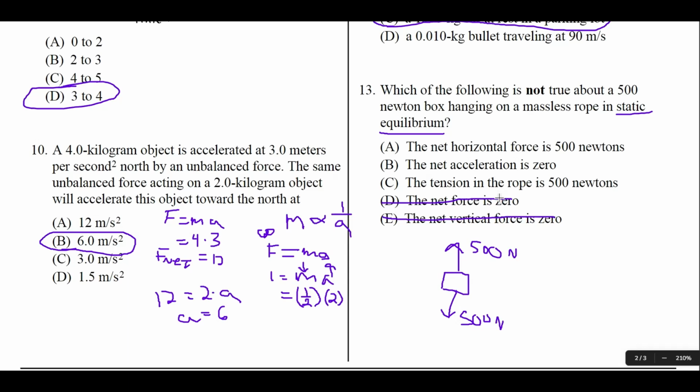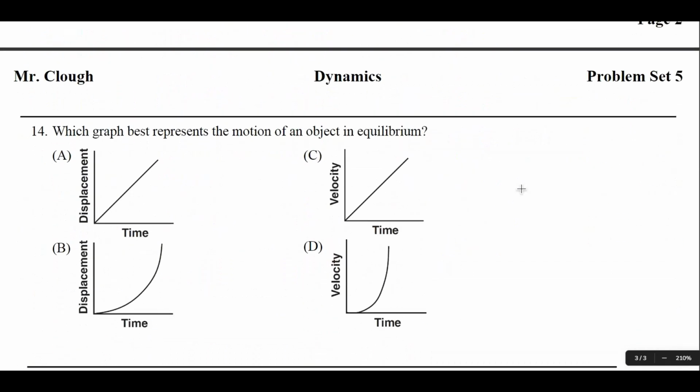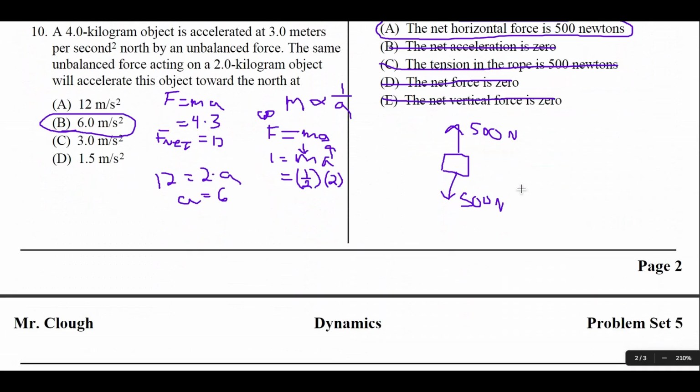Now, we do have to be careful because they weren't explicitly clear on how the box is hanging, but based on the information, I can assume that it's hanging directly and not off at a weird angle. So this one looks like it could be right. The net acceleration is 0. Well, if the net force is 0, the acceleration would also have to be 0. So the only one left would be the net horizontal force is 500 newtons. That doesn't make sense. If the object is in equilibrium, the net force in both directions should be equal to 0. All right, here's the next one.